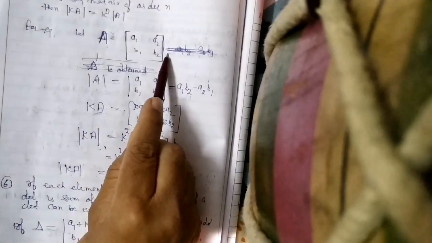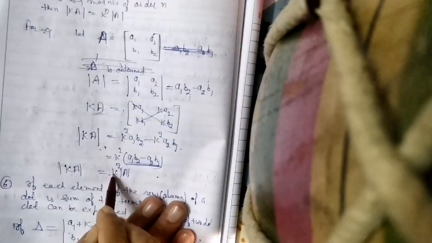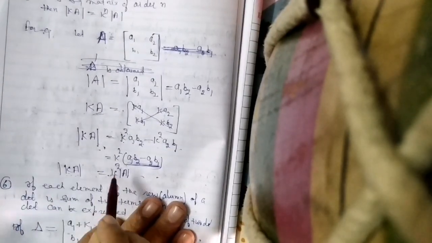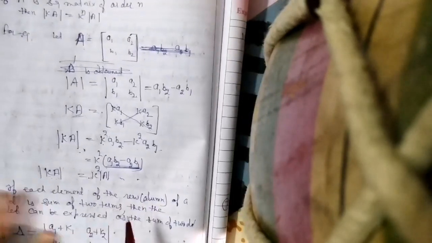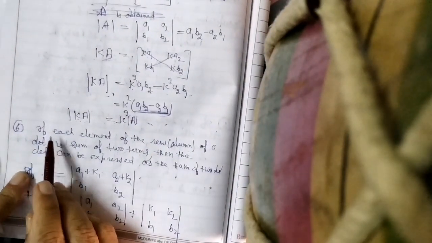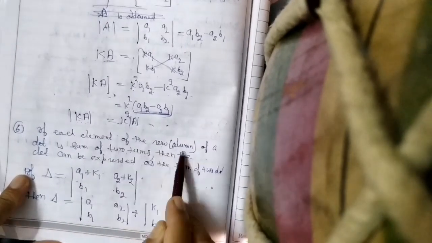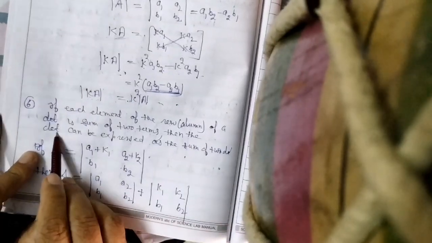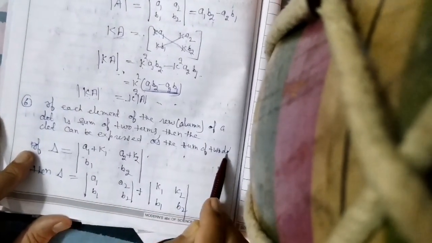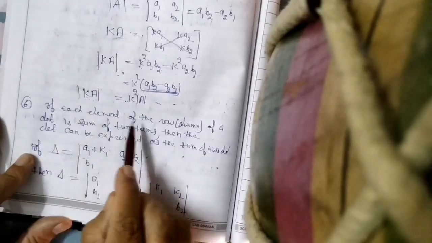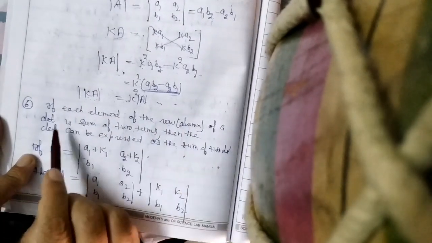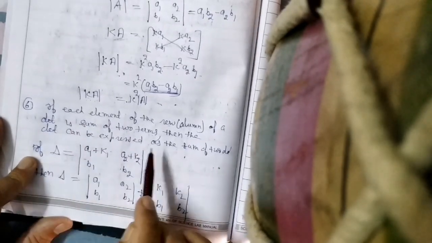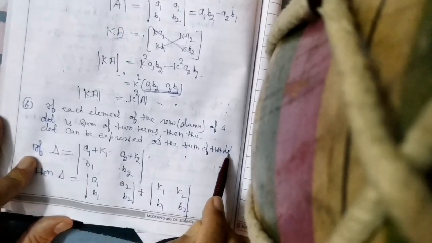If it is a 3 by 3 matrix, then the determinant of KA equals K cube times the determinant of A. If it is a 4 by 4 matrix, then the determinant of KA is K raised to 4 times the determinant of A, and so on. And the sixth property is, if each element of a row or column of a determinant is the sum of two terms, then the determinant can be expressed as the sum of two determinants.